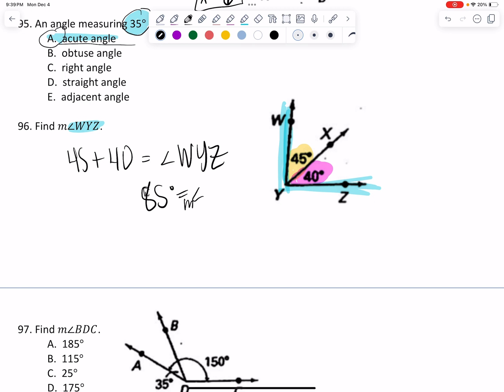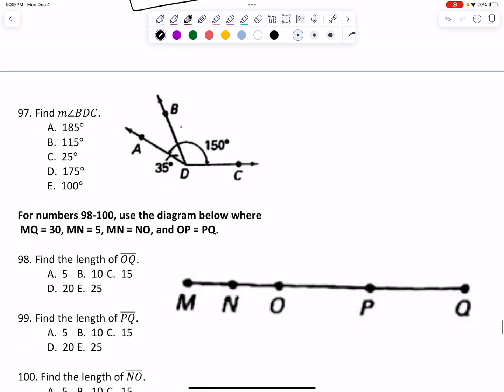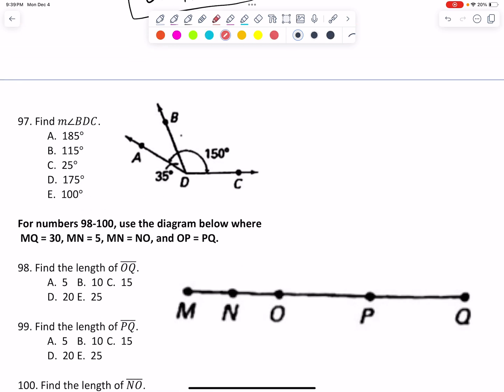85 degrees is the measure of this blue angle, 85 degrees. I just added those two together. Piece plus piece equals whole. All right, 97. Now this one's interesting because it gives you the whole amount.